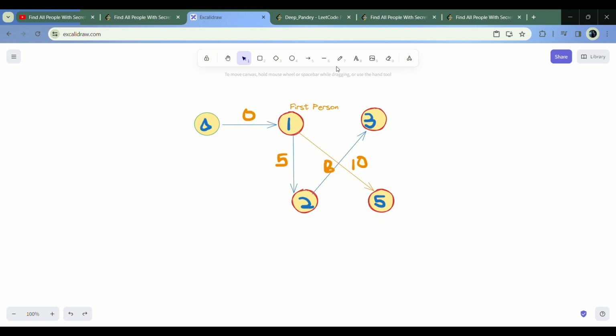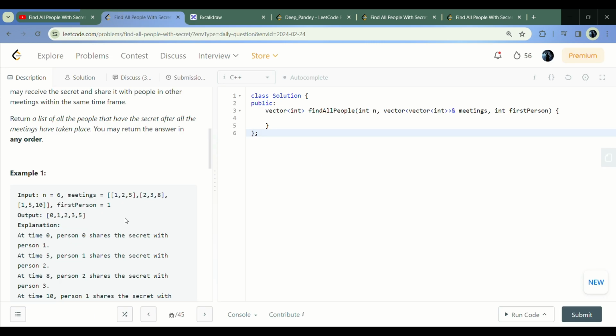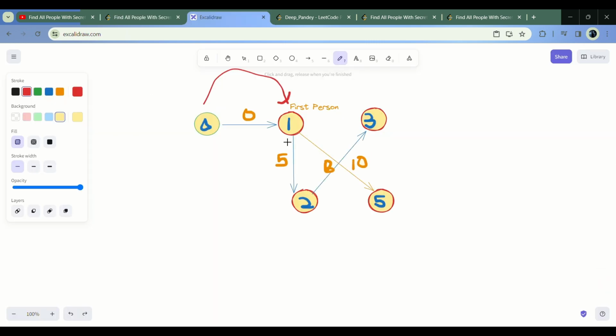Okay, so we will start from here: 0 tells the secret, to whom? 0 tells the secret at time 0 to my first person. Now my first person knows the secret. He is having a meeting. We can see here that the first person is having a meeting with person 2 at time 5. It takes 5 seconds, 5 minutes, whatever it is.